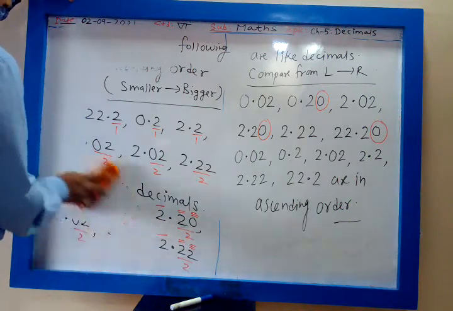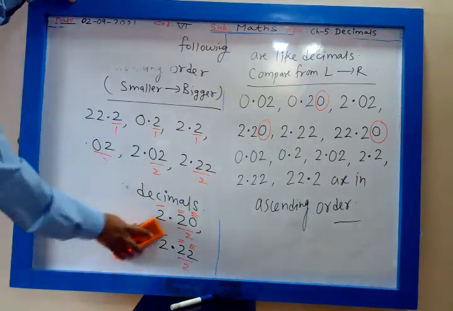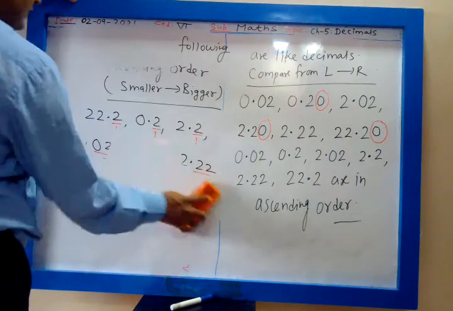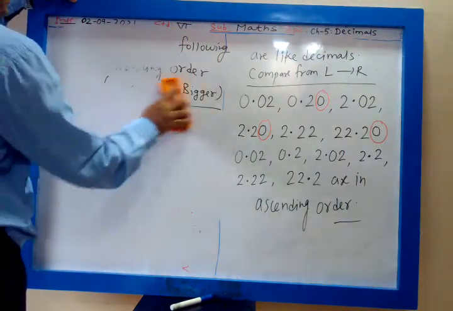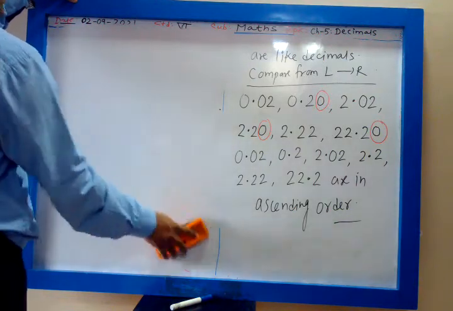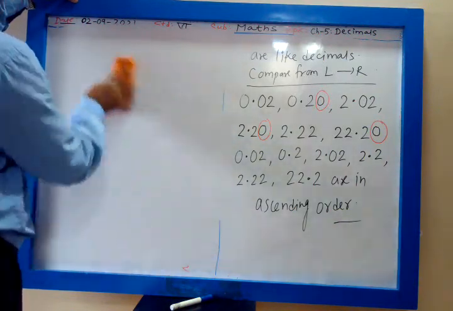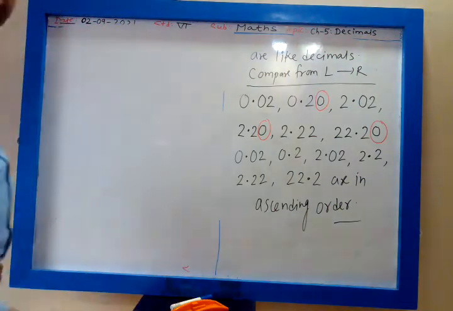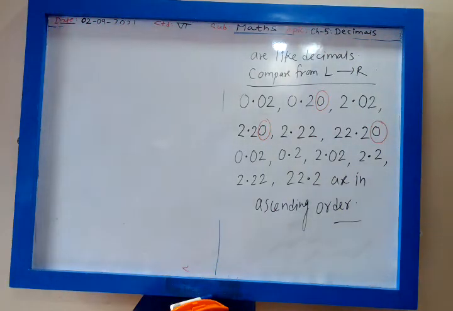Comparing the decimals, you will always compare the decimals from left to right, but before comparing, you have to convert them into like decimals. Now let me do B.